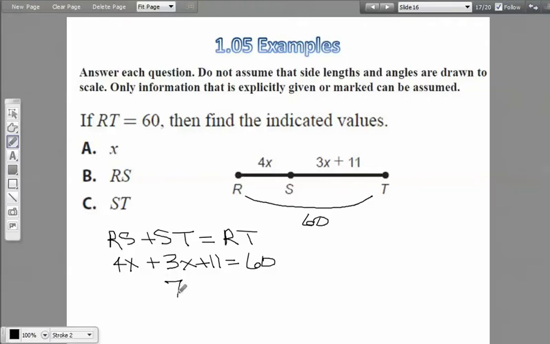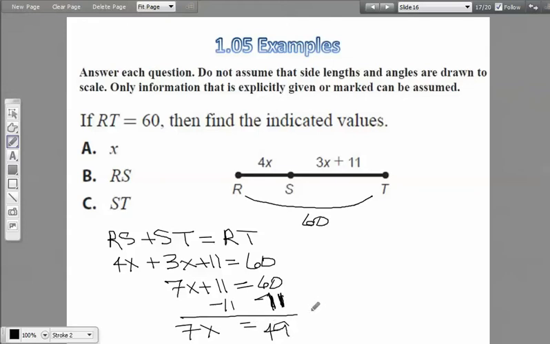Now your algebra just kicks in. 3x and 4x is 7x. I subtract 11 from both sides. So I'm going to have 7x equals, oh, that's an 11. My writing is atrocious with this. So 60 minus 11 is going to give me 49. And I just did that quick in my head. I said 60 minus 10 is 50, minus 1 is 49.